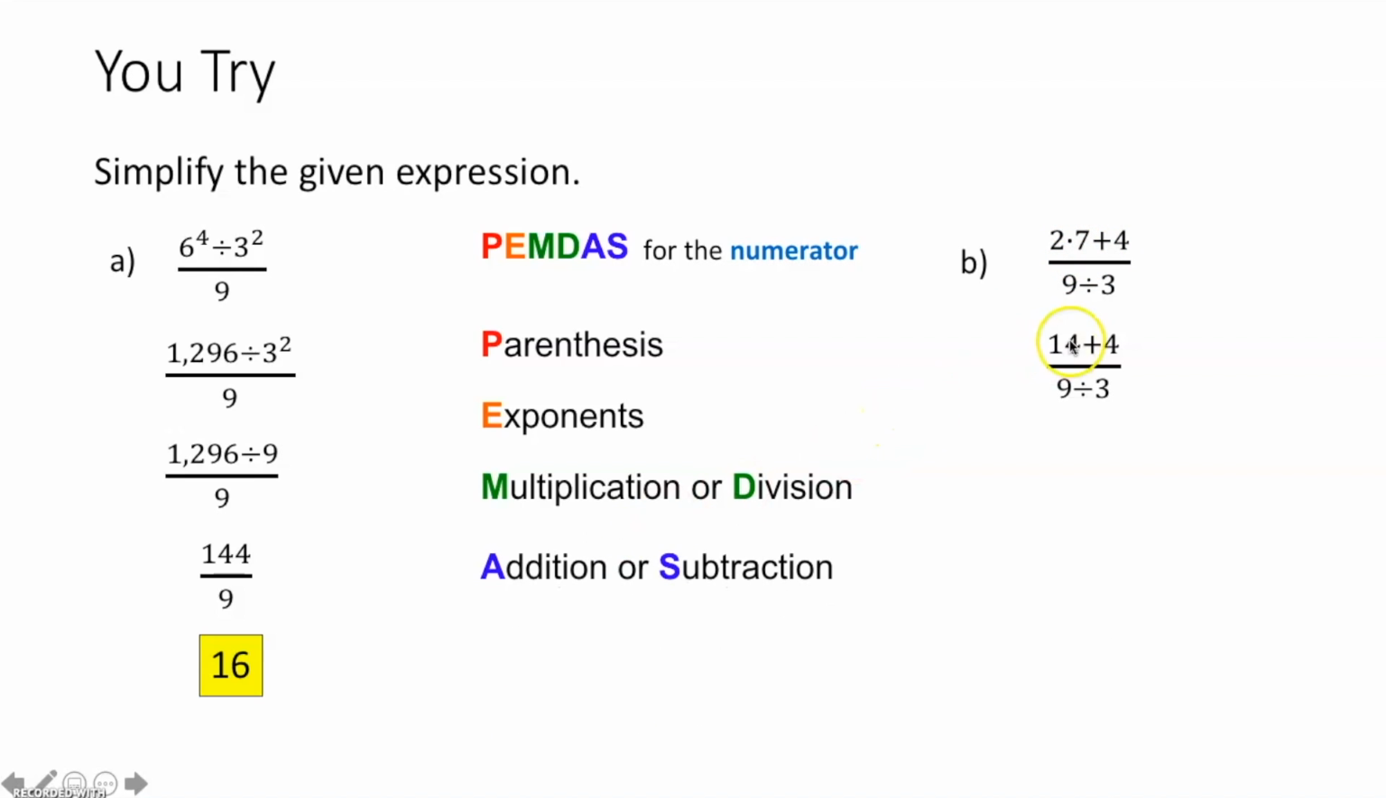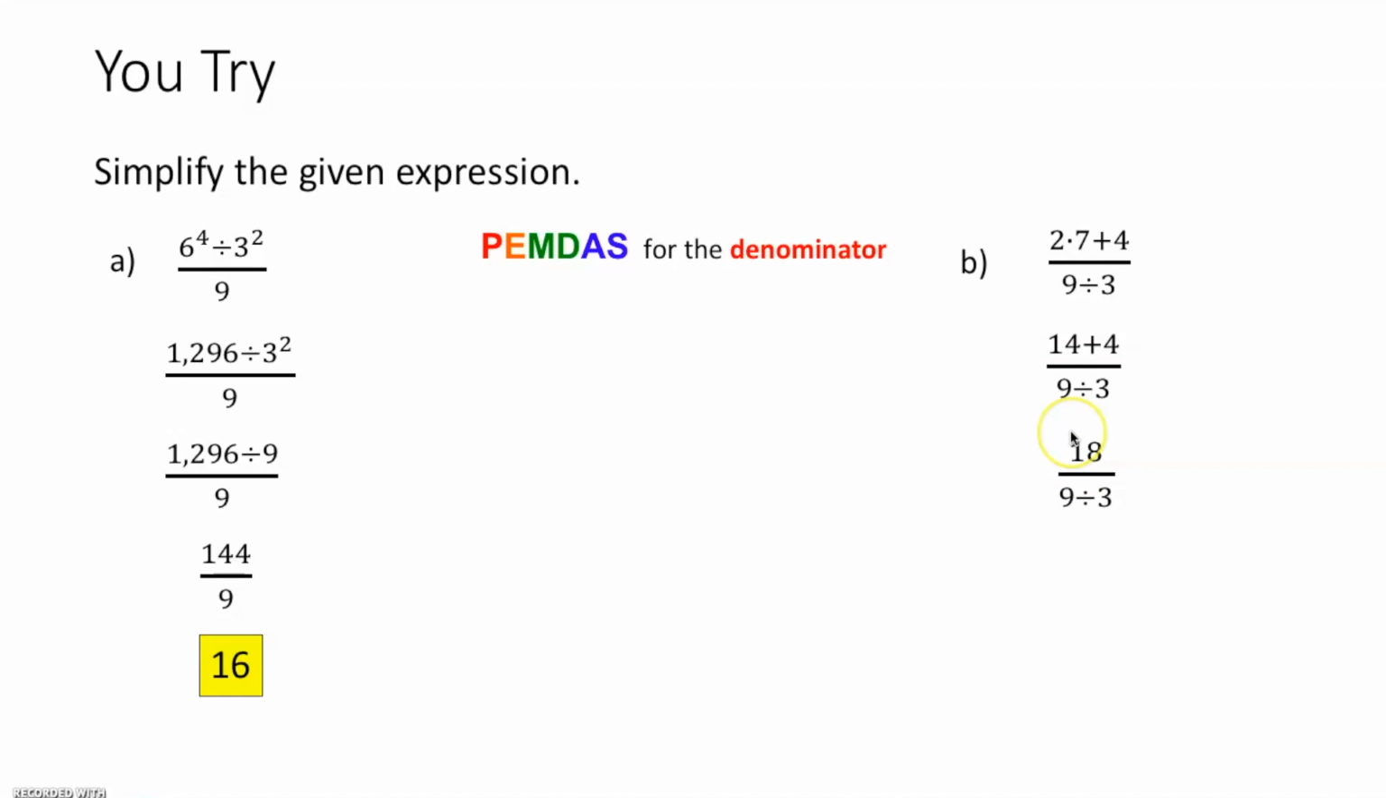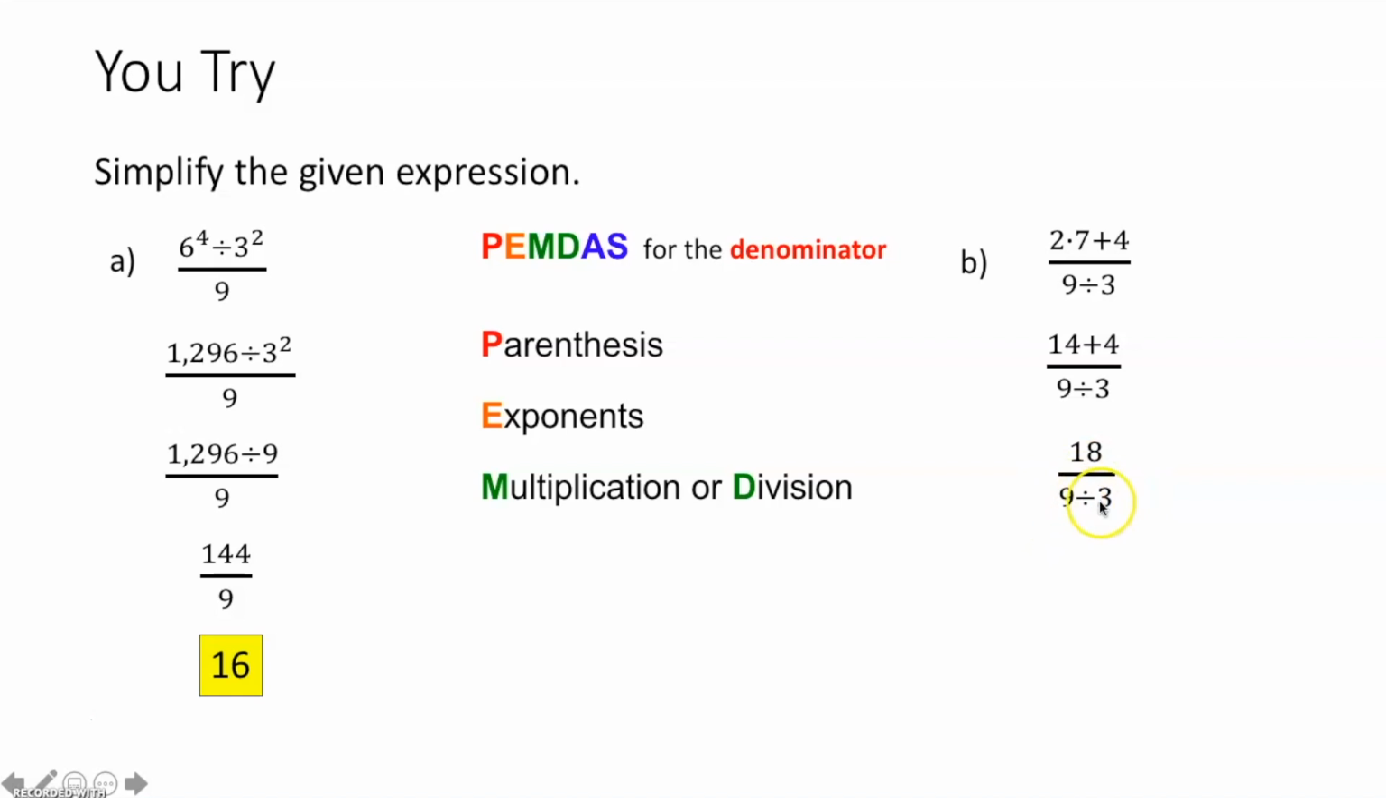Any addition or subtraction in our numerator? Yes. 14 plus 4 is going to give you 18. So that numerator is completely simplified now. So now we go PEMDAS for our denominator. Are there any parentheses? No. Exponents? No. Multiplication or division? Yes, there's division. 9 divided by 3 gives you 3. Now, since our numerator and our denominator are completely simplified, we divide these two numbers. What's 18 divided by 3?